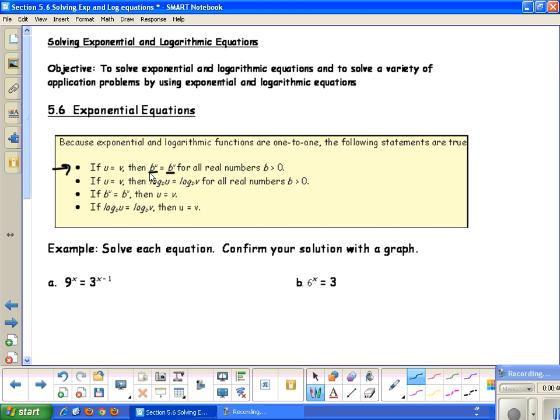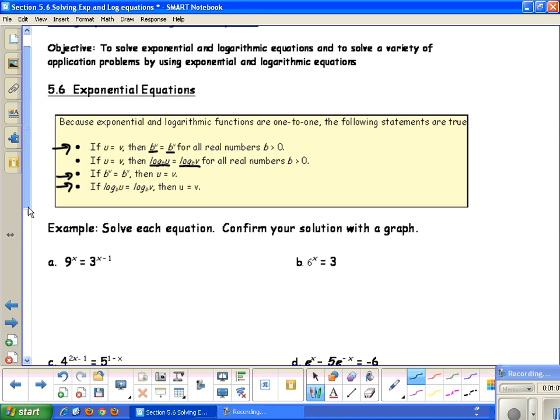Then for the next one, if you have the log base b of u and the log base b of v, those are going to be equal to each other as long as u is equal to v. And then this next property is just the converse of the first one that we said, and so is this one right here. Now, when you're solving an exponential equation, that means you have a variable as an exponent.